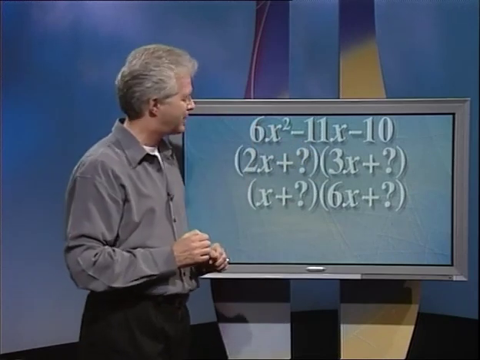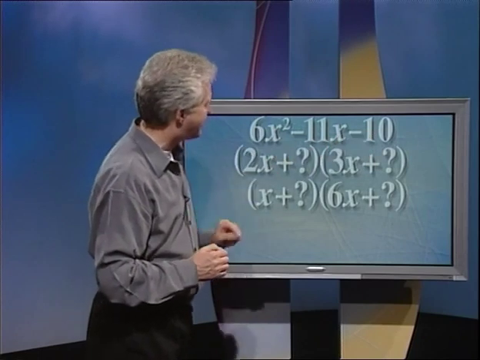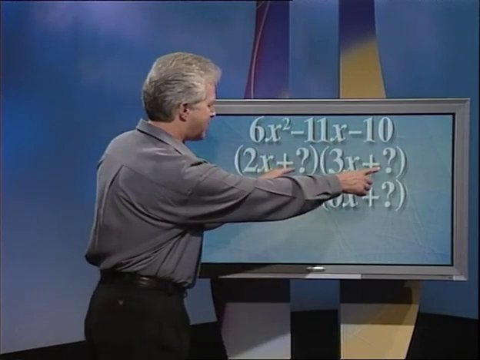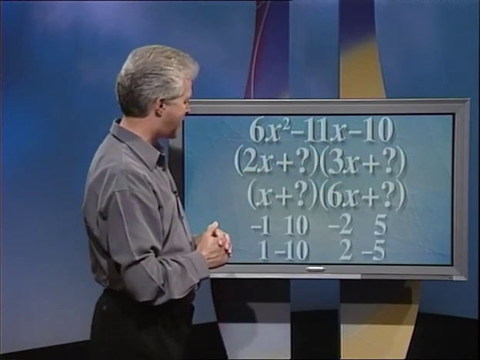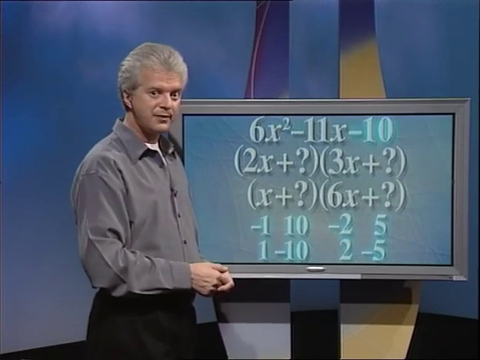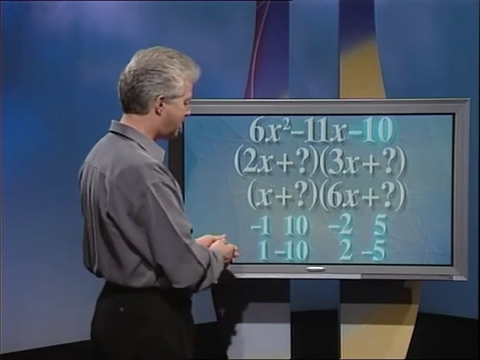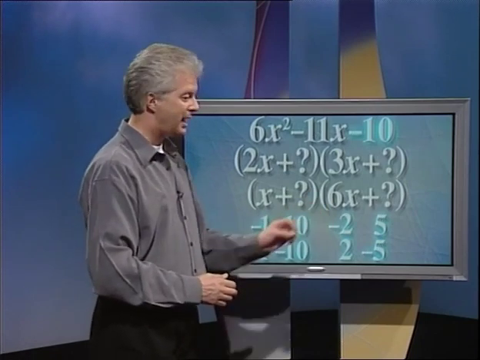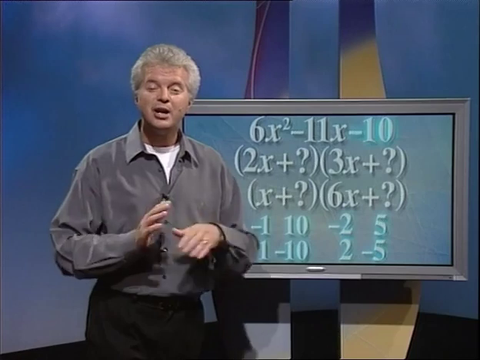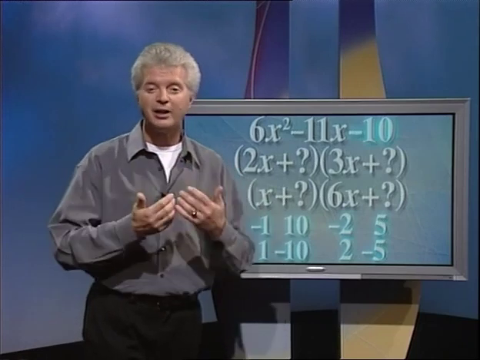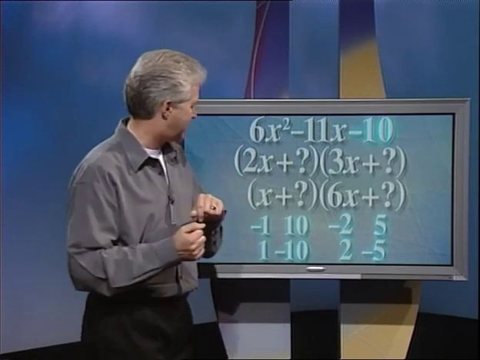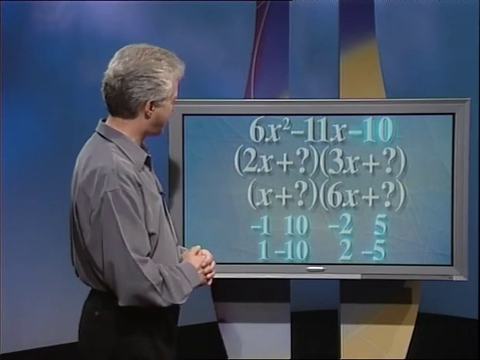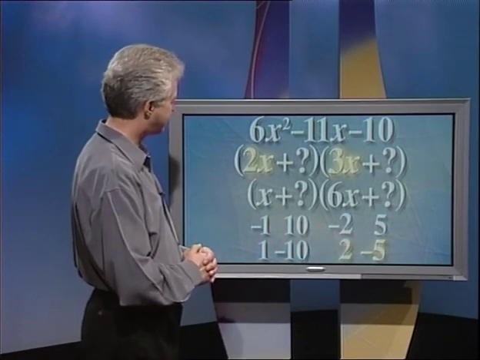the 6x squared. Now let's think about the constant negative 10, because the two latter terms must multiply to give negative 10. And there my magic board's given some suggestions. Negative 1 and 10, 1 and negative 10, negative 2 and 5, or 2 and negative 5. And at that stage, it's just a question of trial and error, trying all the possibilities. Let's see what the magic board does.